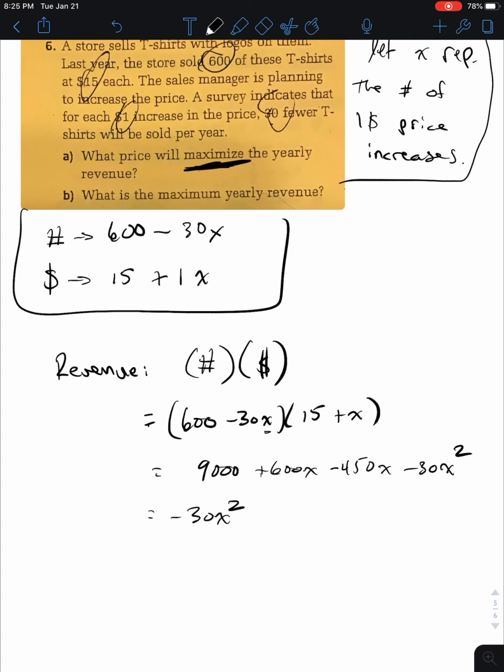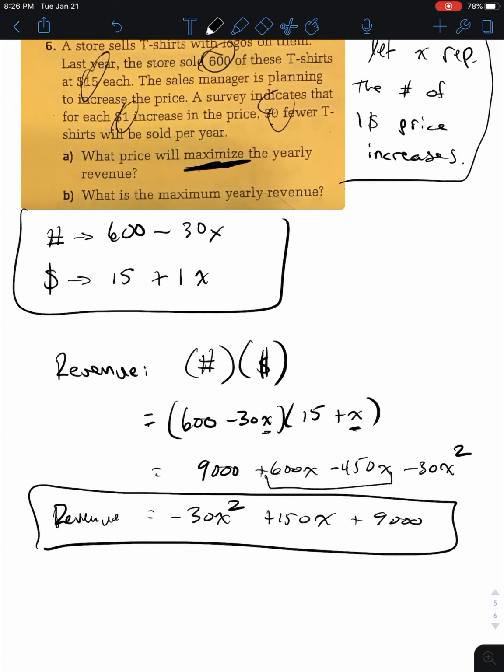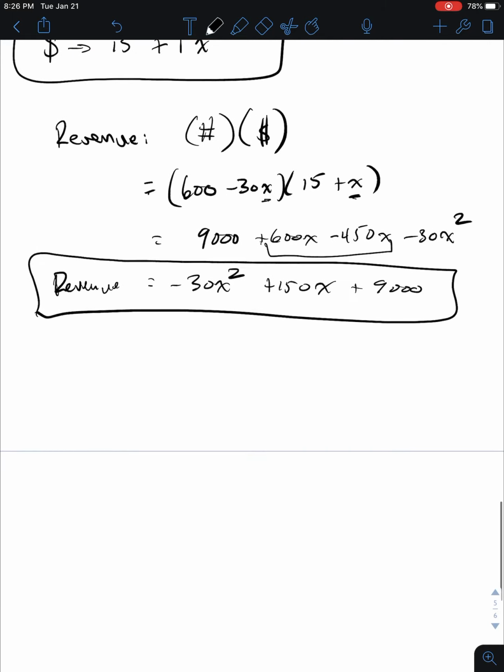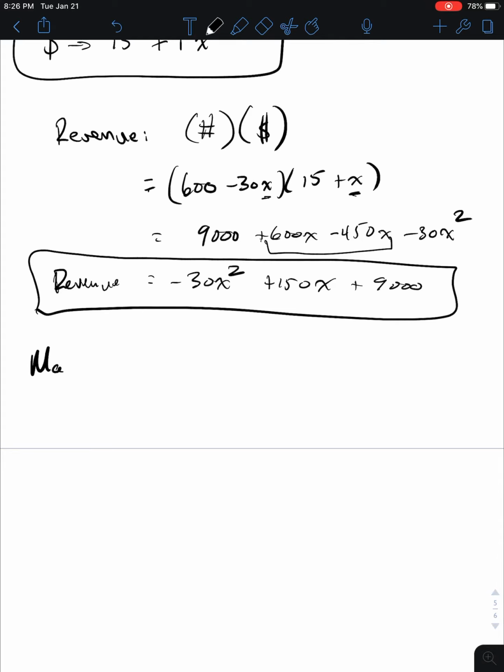Now I'm going to write it in descending order, and collect the like terms in the middle as well. So 600 minus 450 is going to be 150. So it's negative 30x squared plus 150x plus 9,000. There's my trinomial. That represents the revenue, the amount of money that I'm going to make. And then you complete the square and find the vertex. So maximum revenue, complete the square.